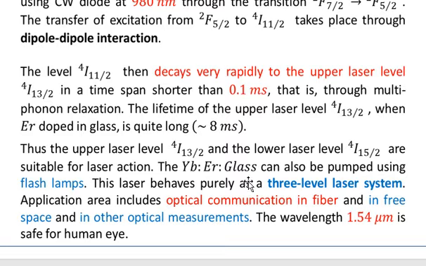The erbium glass can also be pumped using flash lamps. This laser behaves purely as a three-level laser system. Application areas include optical communication in fiber and in free space, and other optical measurements. The wavelength 1.54 micron is safe for the human eye.